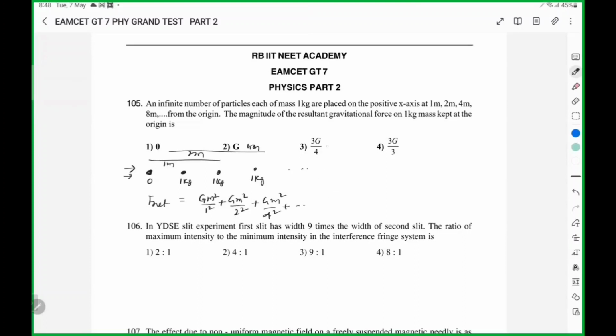Here both masses are 1, so m square becomes 1. We get 1 plus 1 by 4 plus 1 by 16, an infinite geometric series. The sum is a by 1 minus r, which is 1 by 1 minus 1 by 4, that is 4 by 3, so 4G by 3. The option is wrong, 4G by 3.